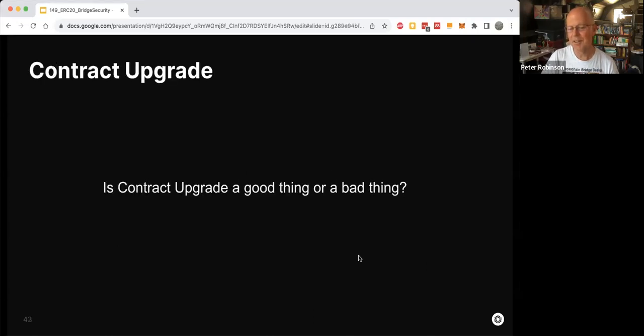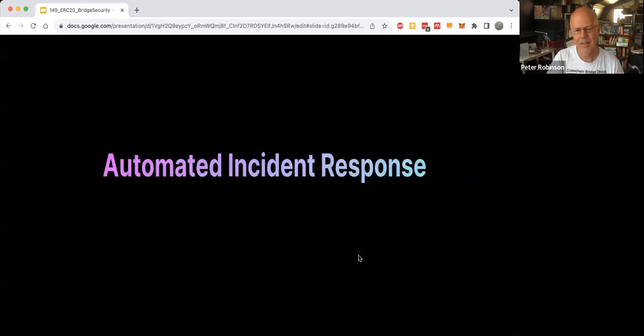So after having said that, the next one is, of course, is contract upgrade good or bad? I think everyone has the same vexed thought that with upgrades, you can imagine rug pulls, and they do happen, but then not doing upgrades, is any software perfect?